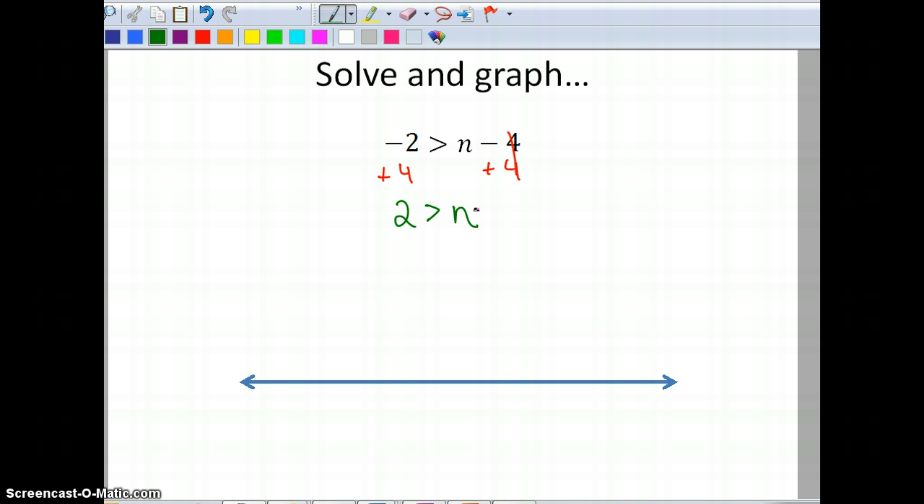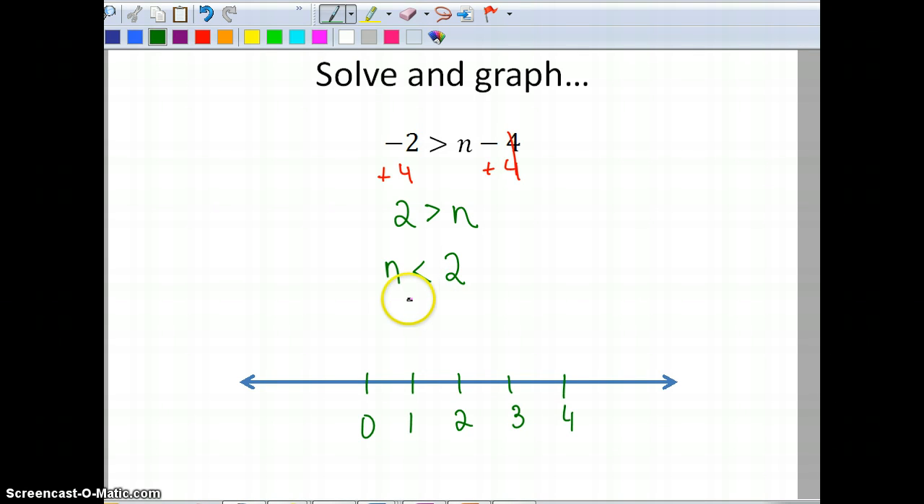Okay, now this one's kind of written backwards. And we want to rewrite it with the variable on the left, and that's just going to make everything easier for us. So I'm going to read it backwards. If I'm reading backwards, that's less than. n is less than 2. Now it's going to be easier for me to graph.